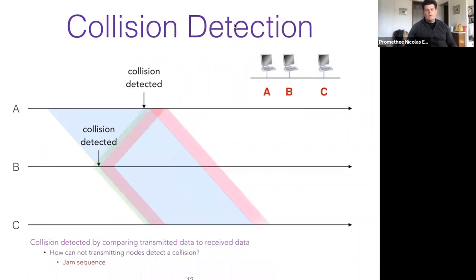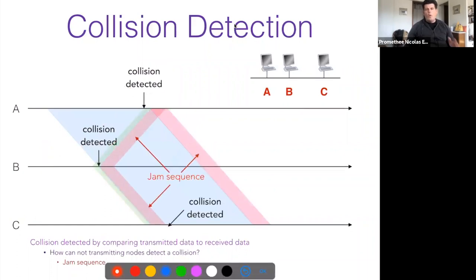We also added a special signal: whoever detects a collision starts sending a very specific sequence of bits, zeros and ones, that we call the jam sequence. It is intended to inform everybody else who was not involved in the transmission that the collision happened and you had better stop listening to the signal, because it's meaningless. It's scrambled, so you won't be able to understand it. That's the reason I'm sending the jam sequence. Do you understand why the jam sequence is there, for C to be able to detect the collision as well? So this is how Ethernet works.